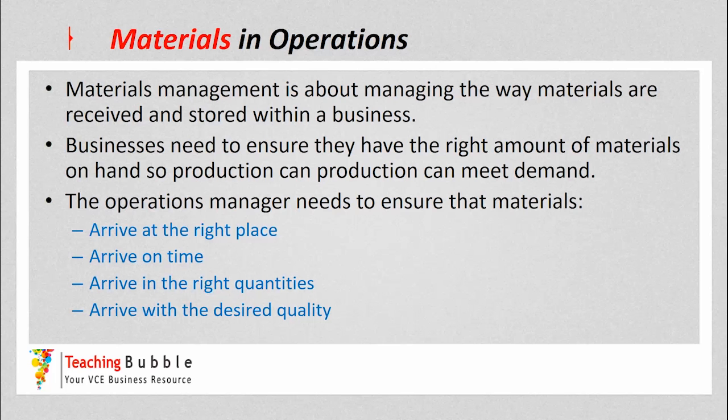Now, all businesses use materials, whether they be a furniture manufacturer that requires materials such as wood and fabric, a restaurant that requires food supplies, or even a hospital that requires medicine and bandages and the like. Now, to ensure that businesses can actually achieve its goals and produce the goods and services, the operations manager needs to ensure that the materials arrive at the required location, that they arrive on time and in the correct quantities, and also arrive in the desired quality. So they're the kind of things we're going to be looking at today in terms of managing materials.